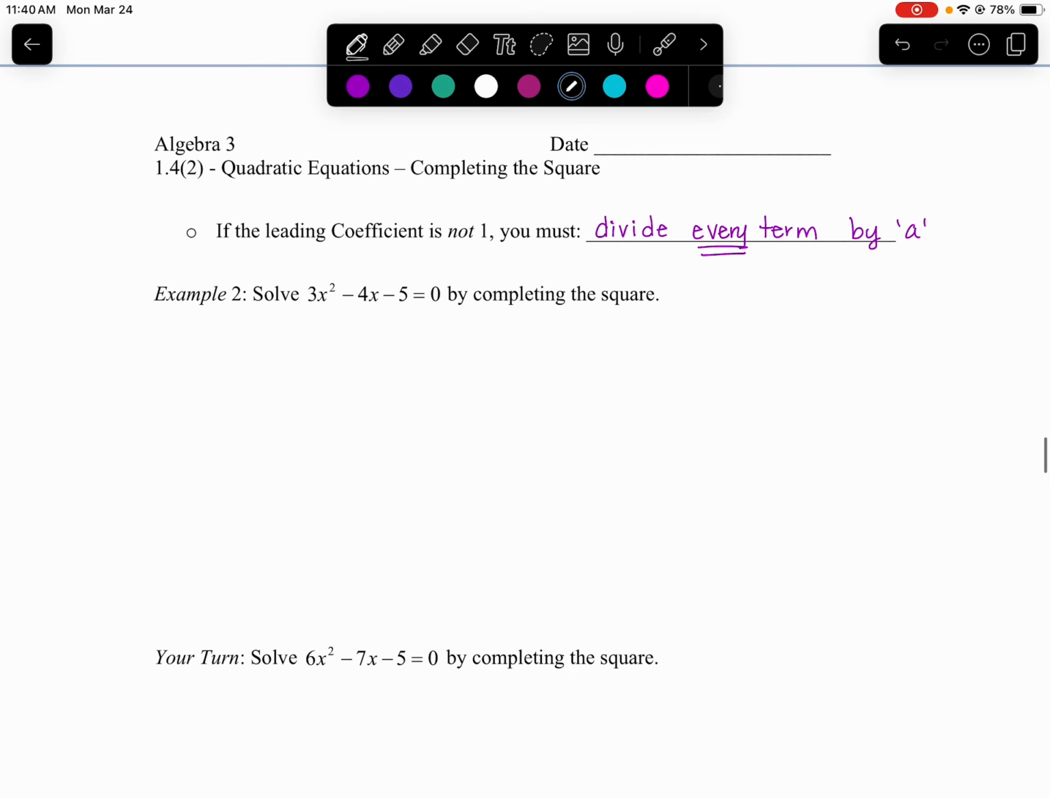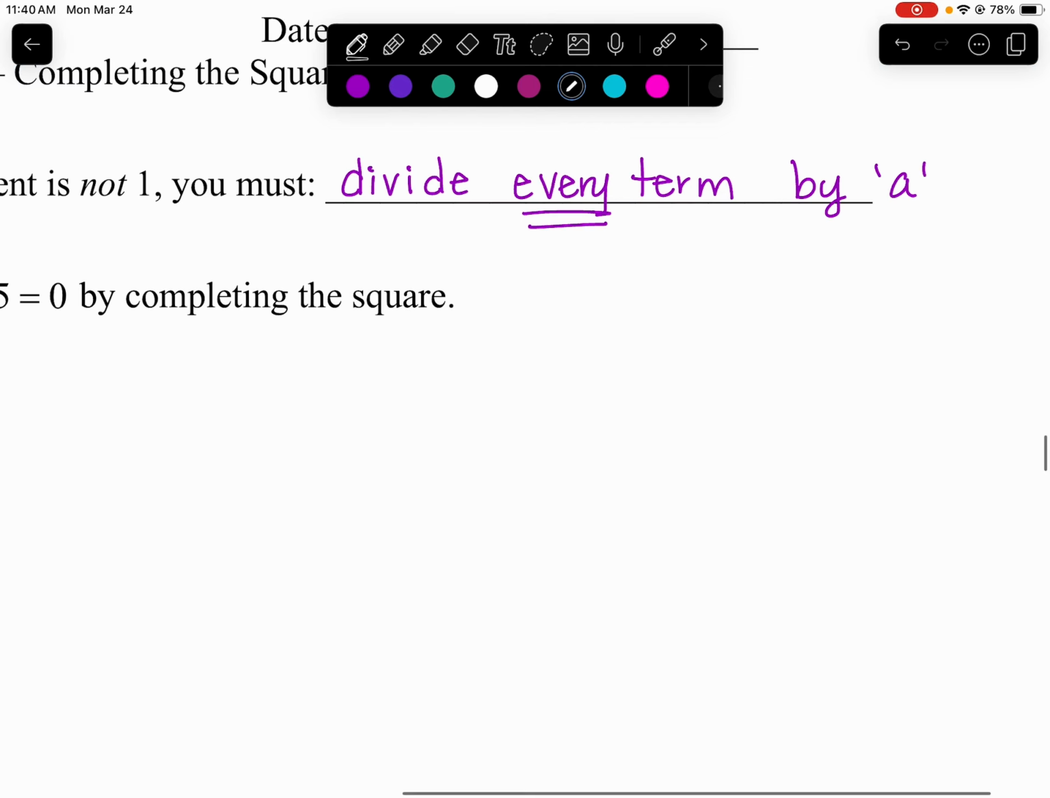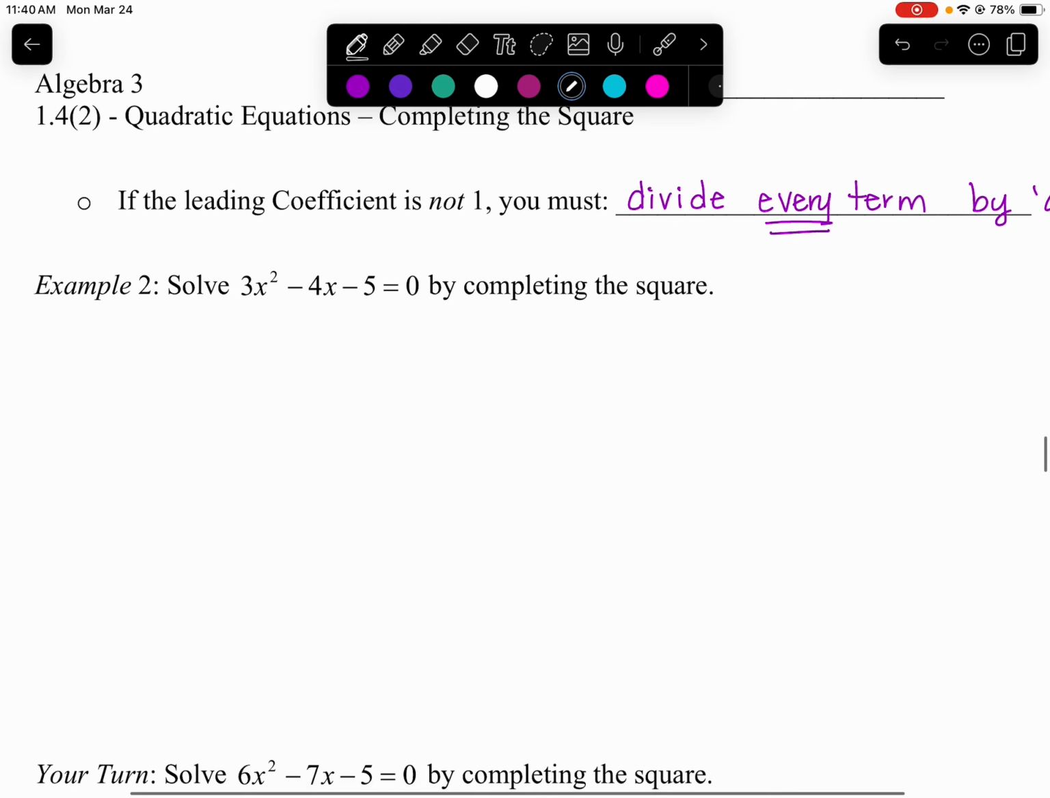The next little thing we have to remember, because there's a little caveat to this, is if we are solving the quadratic by completing the square, your a value must be 1. So if it's not 1, you have to divide every single term, both sides of the equation, by that a value. So if I'm looking at this first example here, my leading coefficient is 3, so I need to divide each term by 3. So then we end up with x squared minus 4/3 x minus 5/3 still equals 0.